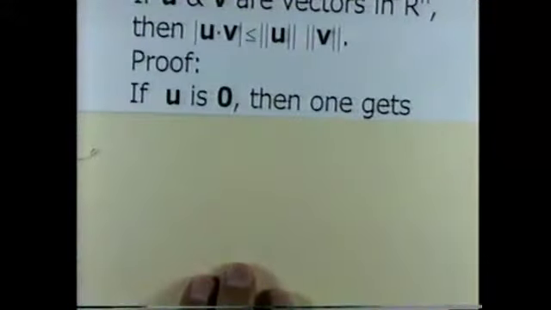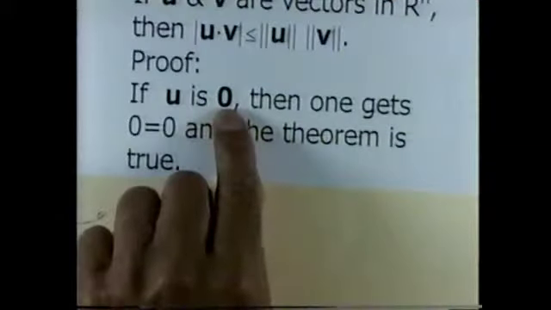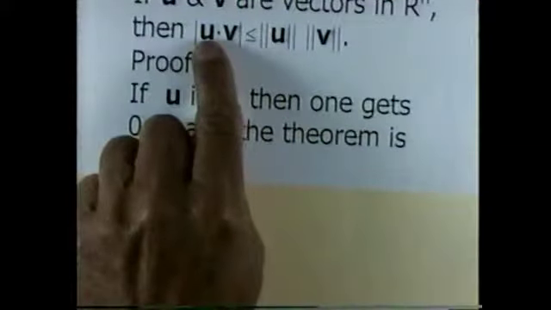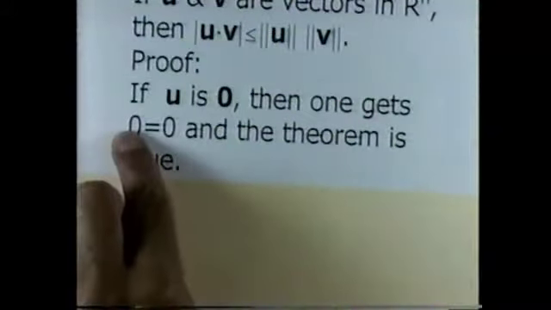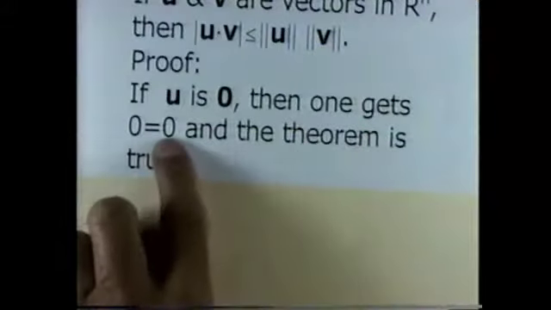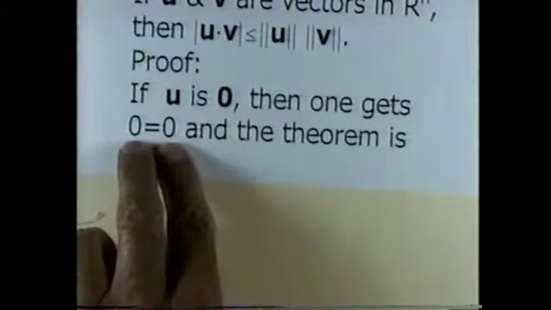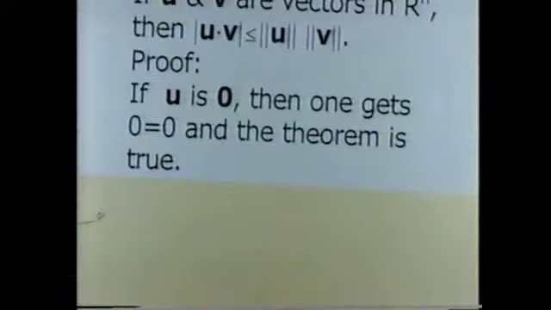Okay, if u is 0, then one gets 0 equals 0, and the theorem is true. So if u is 0, then 0 dot v is 0. The absolute value of 0 is 0, so we get 0 on the left. If u is 0, the magnitude of 0 is 0. 0 times anything is 0. We get 0 on the right, so we get 0 equals 0. We only had to prove that it's either less than or equal to. We have equals, and the theorem would be true.